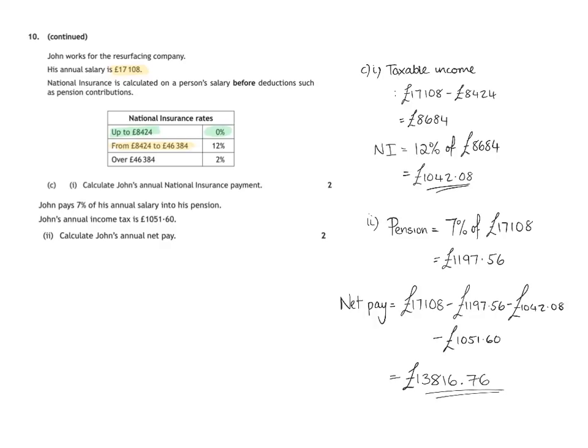So for this last question, where do your marks come from? So in part 1 of part C, you get your first mark for realising and knowing you have to deal with the 0% rate. So the fact that there's £8,424 that are not taxed at all. And then second mark is for calculating your 12% correctly. In part 2, we get 1 mark for calculating our pension contribution. And then our second mark is for knowing to subtract and calculating our annual net pay.